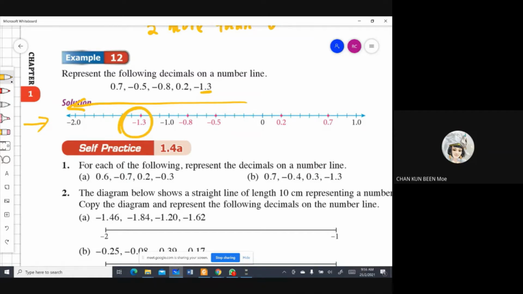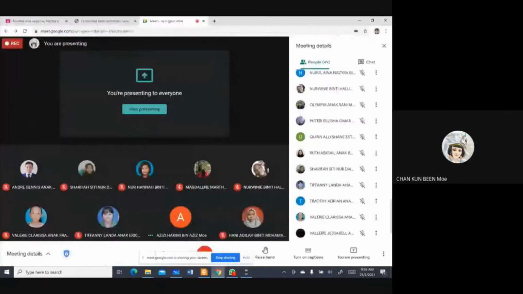Okay, after that, now we haven't solved our number line yet. So I want you to identify, if this is the smallest one, what is the decimal number that is the greatest or the biggest?